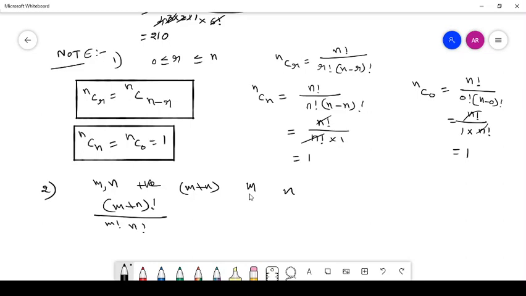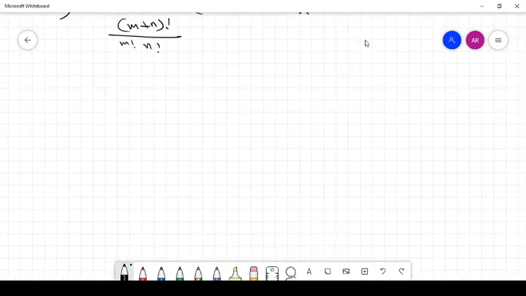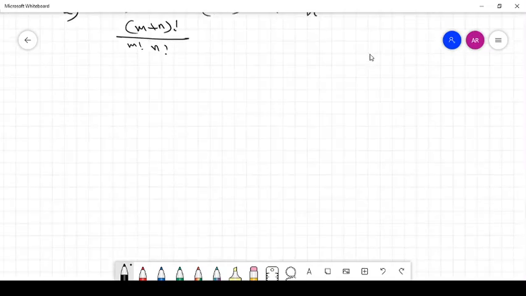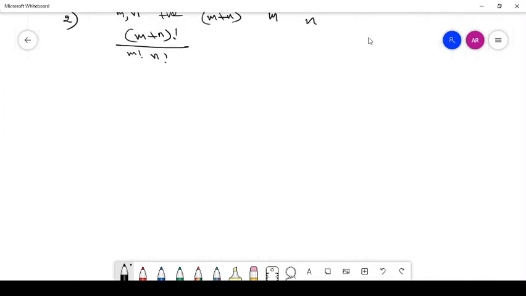Let us do some problems. By using all these results, we can do some problems. So write down the first problem. In the exercise, the first problem: if nC4 is equal to 10, then find n.